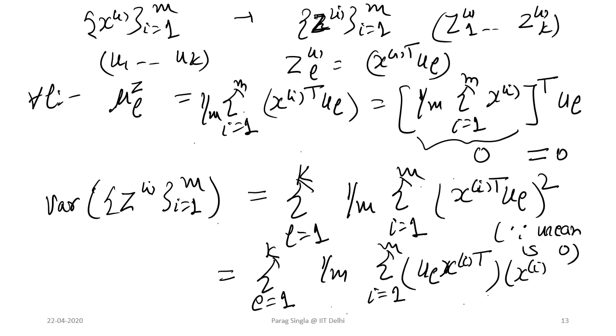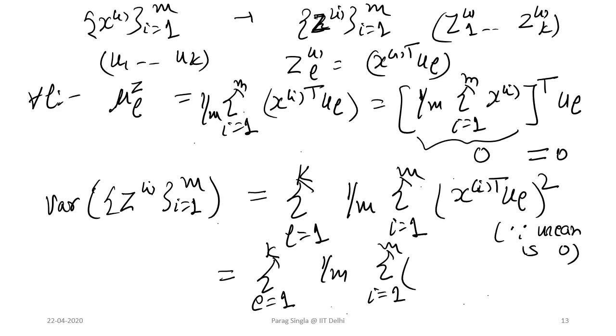Okay, let me do it again. This is not the right way I want to do it. The way I want to do it is I can write the first term as ul transpose xi, which is the same as xi transpose ul. I'm sorry, I think I am messing it up a little bit. Let me try it again.